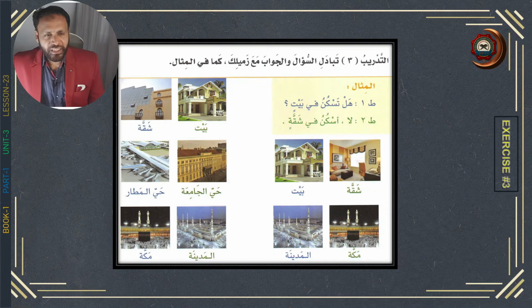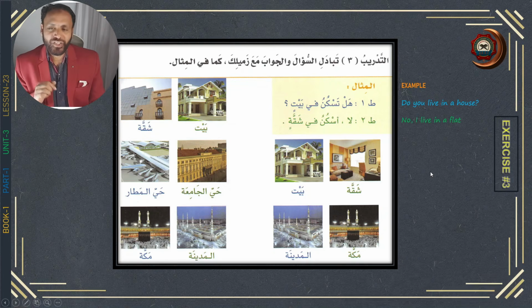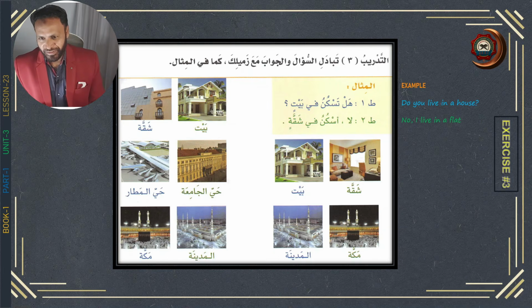So the question is, hal taskunu fi baytin? Do you live in a house? Then the other person says, no, la askunu fi shakkatin. No, I live in an apartment. The answer is in the negative. So you are supposed to do the same thing. You will be given two pictures. The first student will look at the first picture and say, hal taskunu fi, the first word. And the second student will say, no, la askunu fi, the second word. Okay. I hope that is clear.